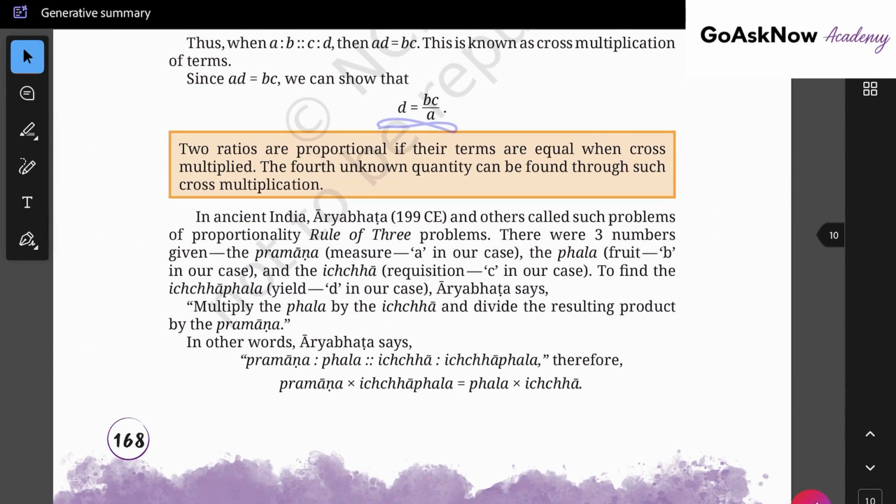In ancient India, Aryabhatta (499 CE) and others called such problems of proportionality rule of 3 problems. There are 3 numbers given: the Pramana, the Phala, the Iccha, to find the Icchaphala. Aryabhatta says multiply the Phala by the Iccha and divide the resultant product by the Pramana. In other words, Aryabhatta says Pramana is to Phala as Iccha is to Icchaphala.